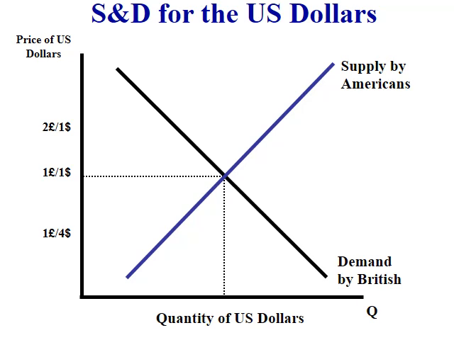Now you can see we've labeled our demand and supply with tags of demand by the British. The British would be the ones who would be demanding the US dollar. Americans would be supplying the US dollar.